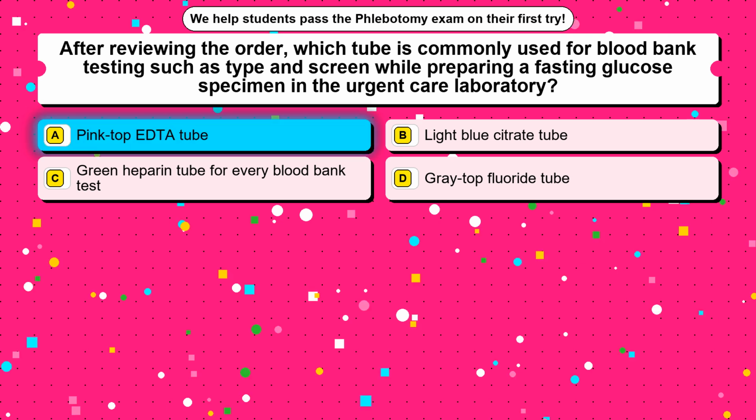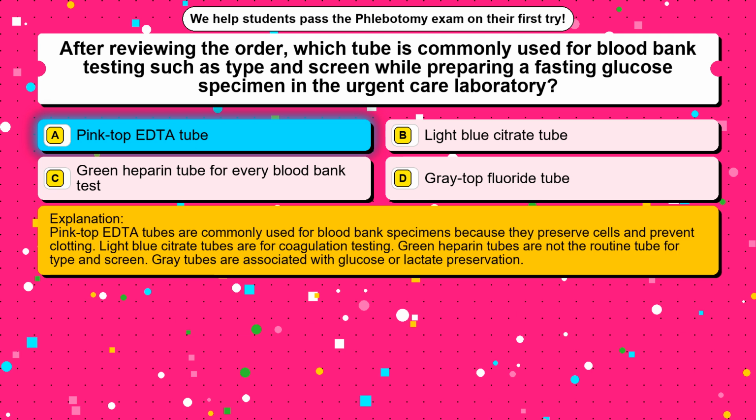The correct answer is option A, pink top EDTA tube. Pink top EDTA tubes are commonly used for blood bank specimens because they preserve cells and prevent clotting. Light blue citrate tubes are for coagulation testing. Green heparin tubes are not the routine tube for type and screen. Gray tubes are associated with glucose or lactate preservation.